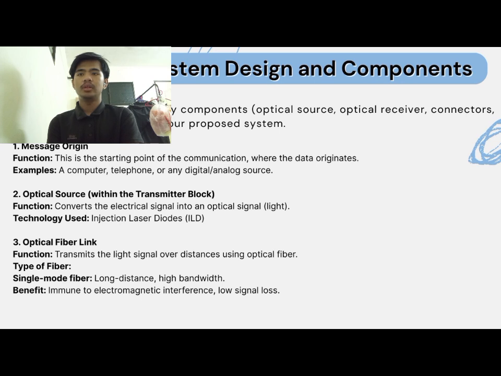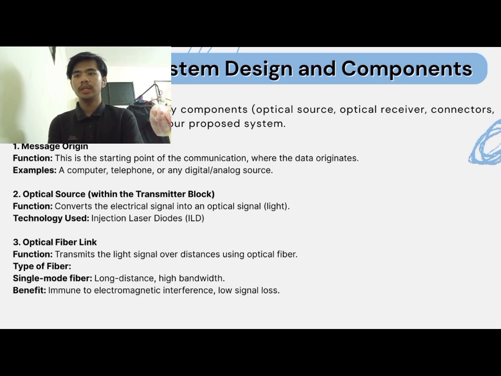Identify and describe the key components, optical source, optical receiver, connectors and splicing methods used in your proposed system. So the first one we got is message origin. The function is as the starting point of the communication where the data originates. For example, a computer, telephone or any digital or analog source. The second one is optical source. It is within the transmitter block. Its function is to convert the electrical signal into an optical signal. So we decided to use injection laser diodes.